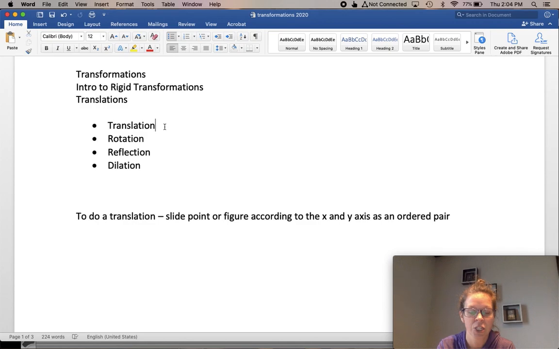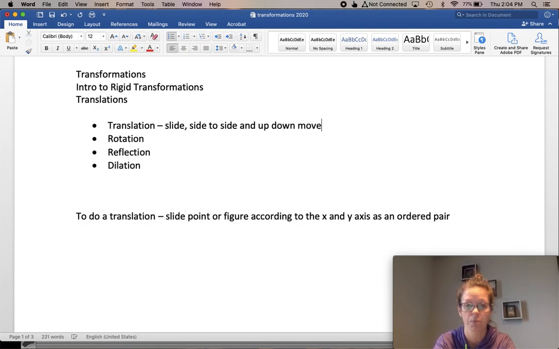So a translation is the first kind. A common word for translation is a slide. Okay, so we could think of just moving the figure as a slide. So it creates a side to side and up down movement. Okay, so a translation is a slide. It's going to take our figure and move it side to side and up and down.